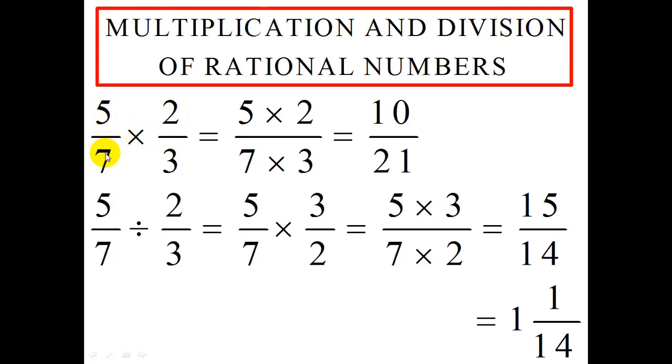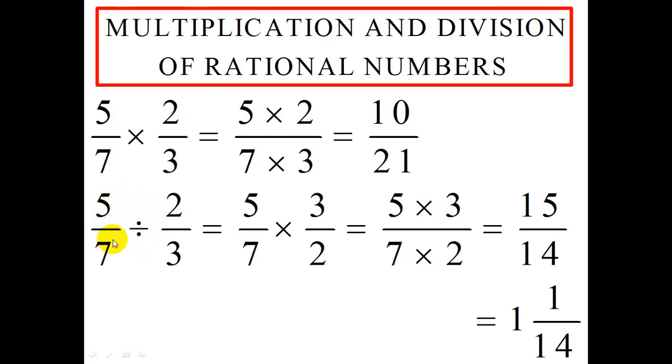So given 5 over 7 times 2 over 3, with multiplication, what we do is we multiply the numerators divided by the product of the denominators. And so 5 over 7 times 2 over 3 is equal to 5 times 2 divided by 7 times 3. Now 5 times 2 will give us 10, and 7 times 3 will give us 21. That means 5 over 7 times 2 over 3 is equal to 10 over 21.